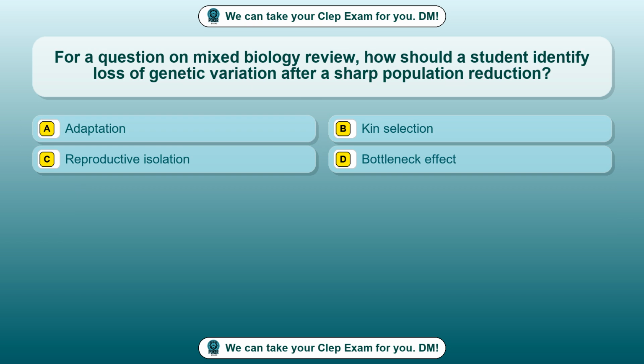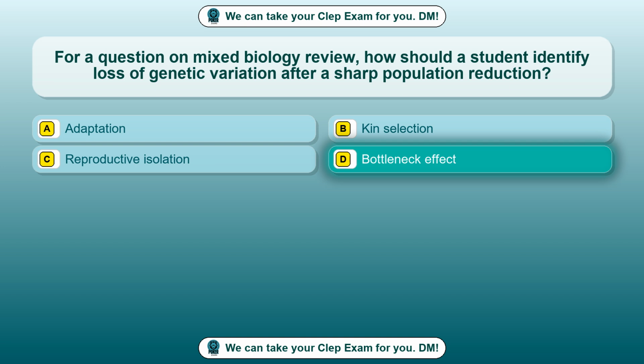Question 23. For a question on mixed biology review, how should a student identify loss of genetic variation after a sharp population reduction? Option A, adaptation. Option B, kin selection. Option C, reproductive isolation. Option D, bottleneck effect. The correct answer is option D, bottleneck effect.